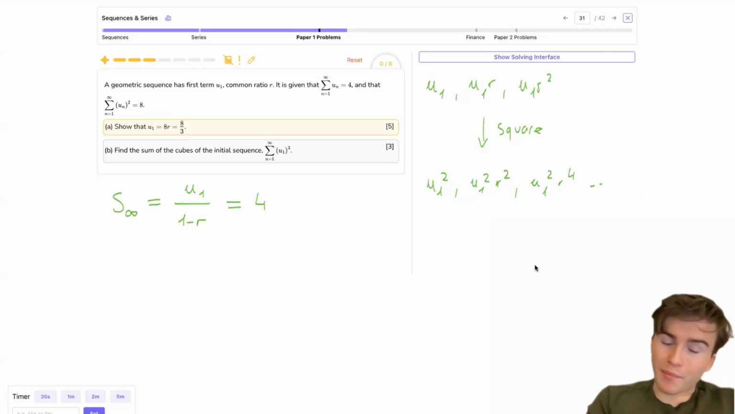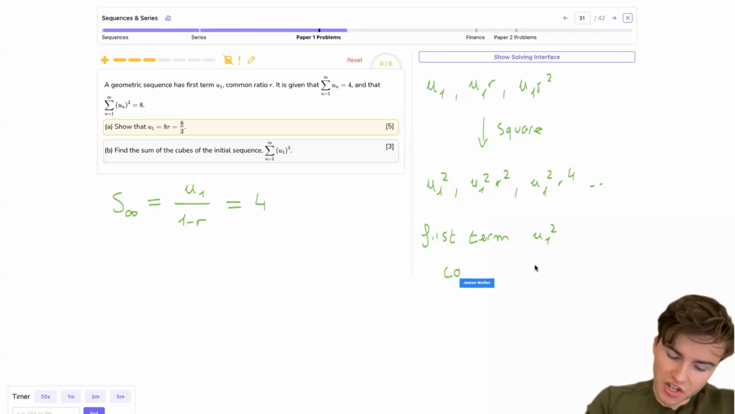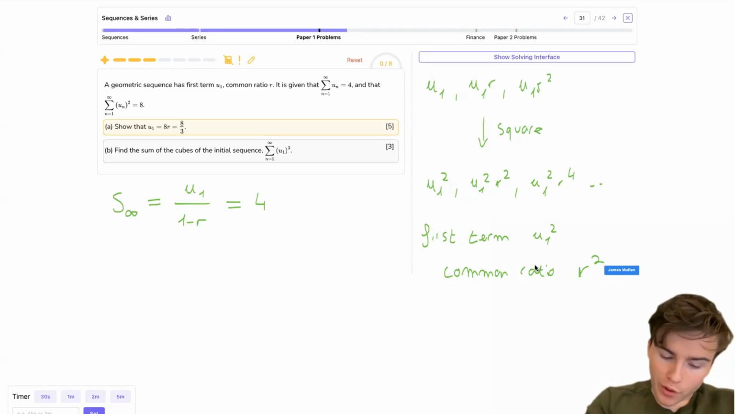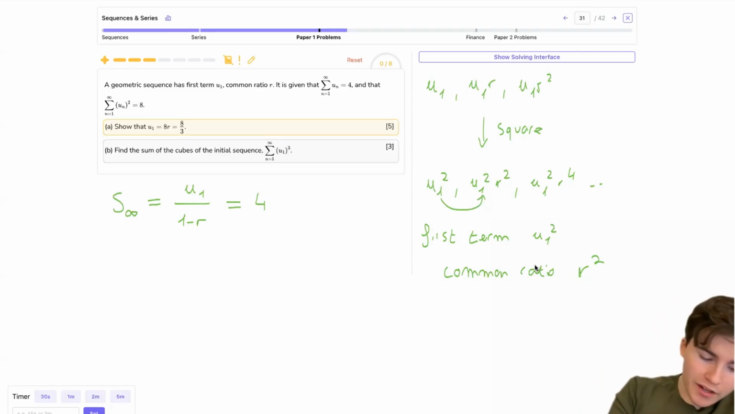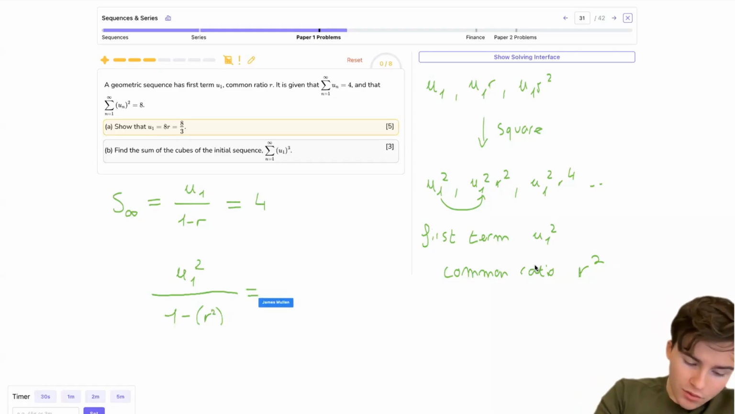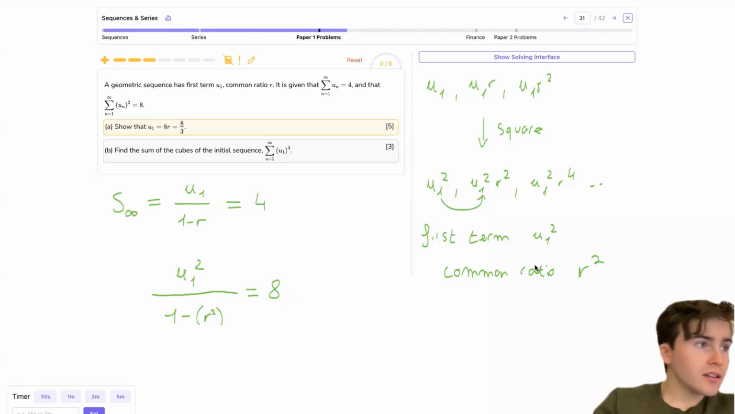Okay, so the pattern here is I have a first term of u1 squared and a common ratio of r squared, right? I go from u1 squared to u1 squared r squared, and so on. So I have this second sum to infinity, which I can write as u1 squared, first term, divided by 1 minus, in this case, my common ratio r squared. That is equal to 8.